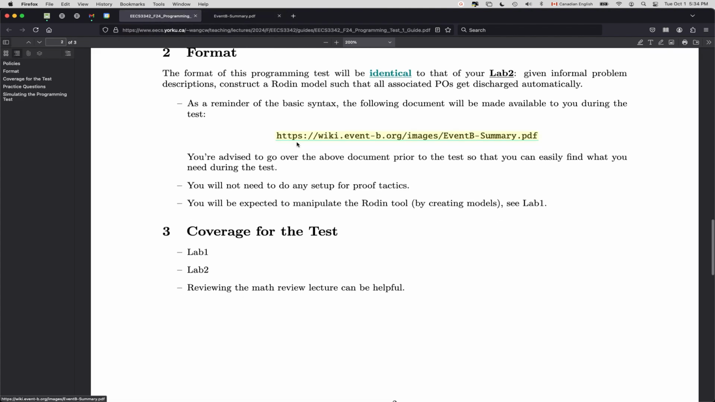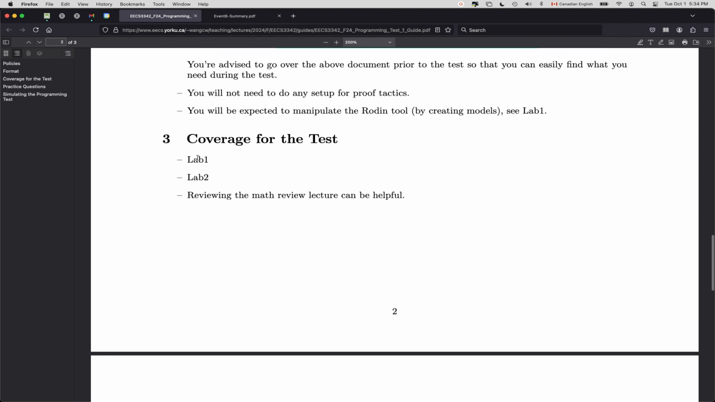That's the only thing. All your notes, all your slides, and any other websites will be blocked during the test. And the coverage will be lab number 1 and lab number 2, right? So lab number 1 is important. I will try to go over the remaining part of the solution of lab number 1 today after we cover more functions and relations. We'll talk about it maybe towards the end.